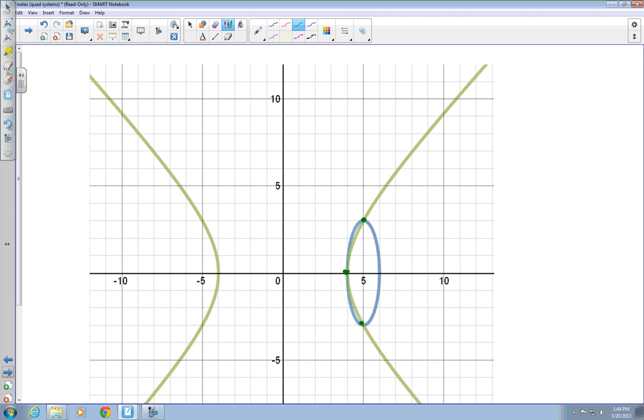Okay, so that's substitution and elimination. You can also do this on your calculator. So, get out your calculator.